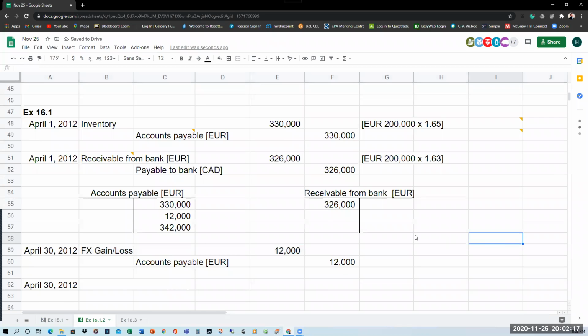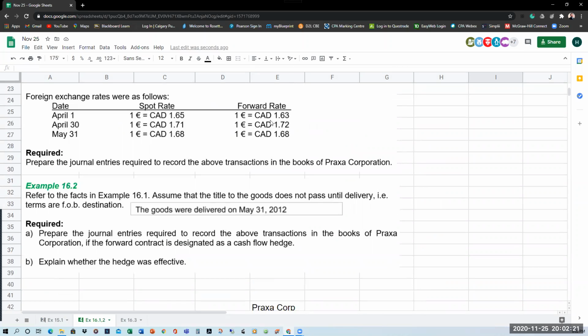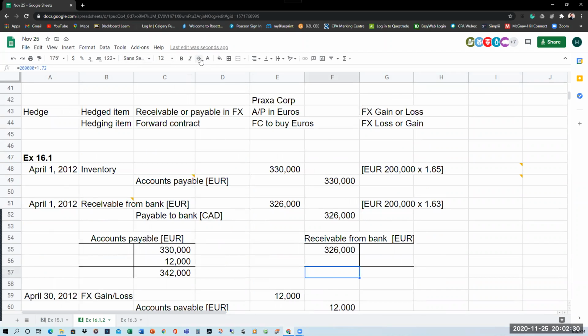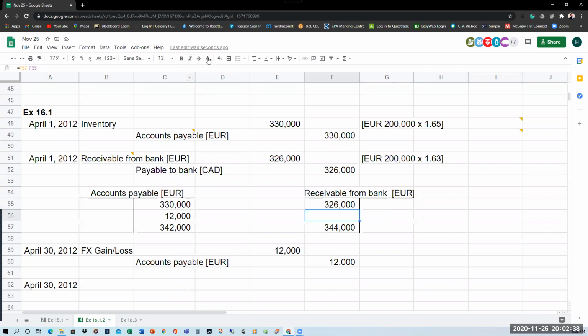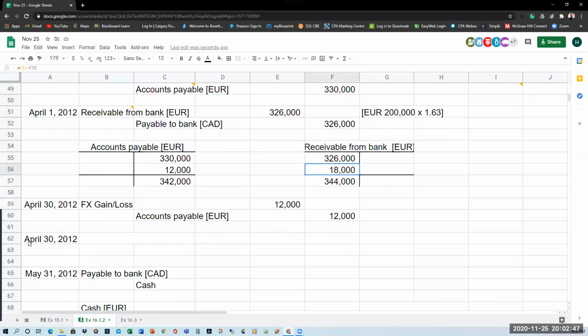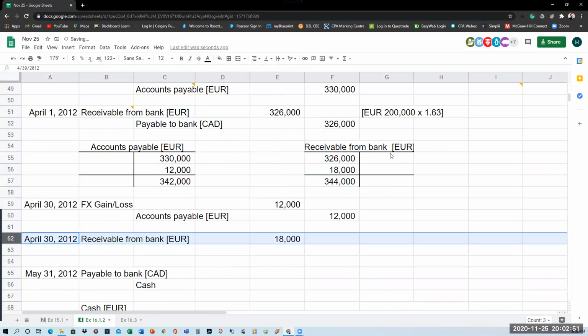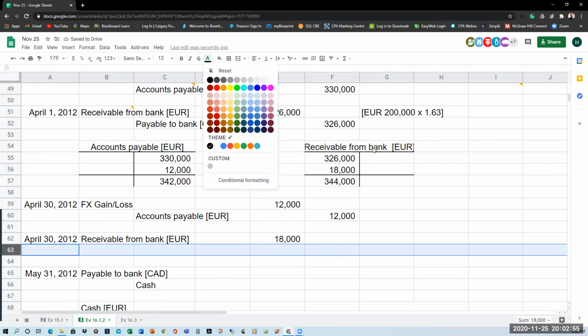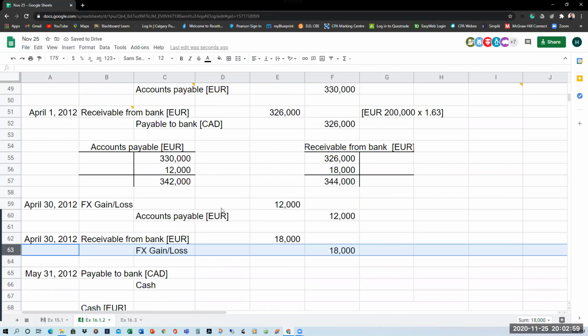But by the same token, we also have a change to the forward contract because the forward rate has changed. It's now 1.72. And so 200,000 euros times 1.72 works out to 344,000. So this receivable from the bank in euros has gone up in value in Canadian dollars by $18,000. To record that, you would debit the receivable from the bank and credit an FX gain. Notice here, we had an FX loss on the accounts payable liability, and we have an FX gain on the forward contract. The dollar amounts are not identical. The FX loss is $12,000. The FX gain is $18,000.